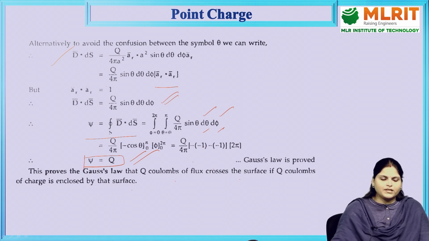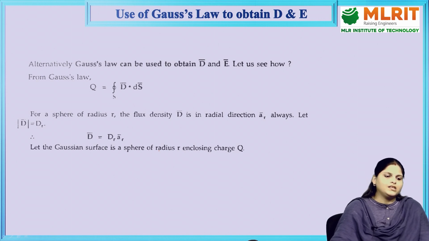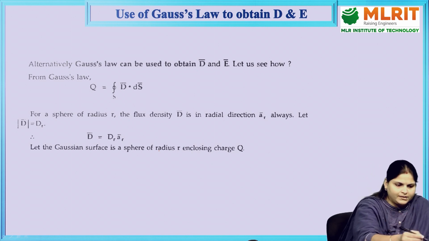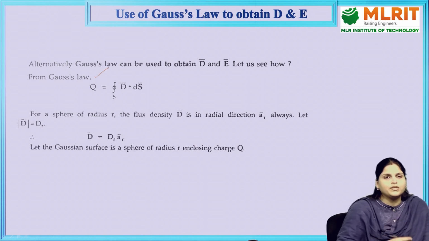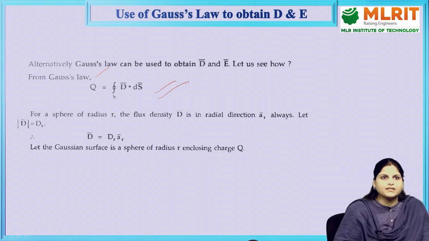Let us move to the next topic. Use of Gauss law to obtain flux density and electric field intensity. So how do we find it? From Gauss law, we know that Q is equal to integration of D dot dS. This formula we have already seen.